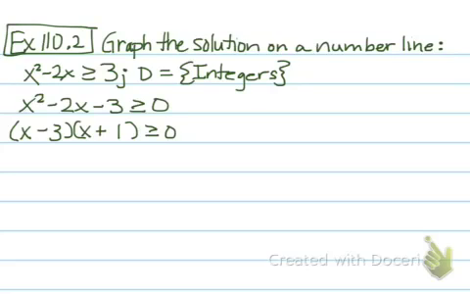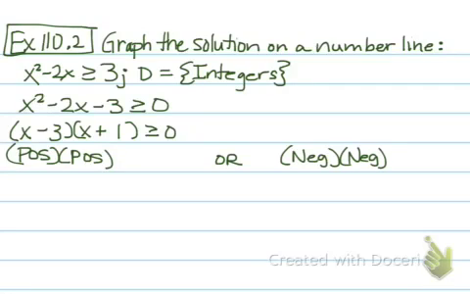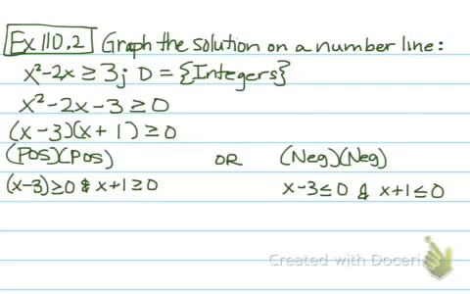So we want x minus 3 and x plus 1, they have to be greater than or equal to 0, so it's positive. So when we have a positive, we know that we've got two positives or two negatives. So we'll look at positive times a positive, and then we'll look at negative times a negative. So x minus 3 is greater than or equal to 0, and x plus 1 is greater than or equal to 0. That would make them both positive. And then to make them negative, x minus 3 is less than or equal to 0, and x plus 1 is less than or equal to 0.